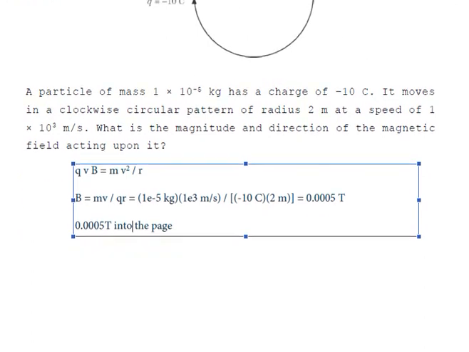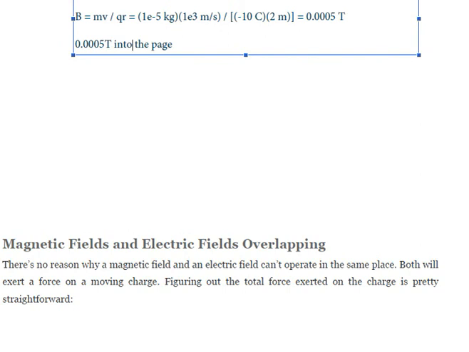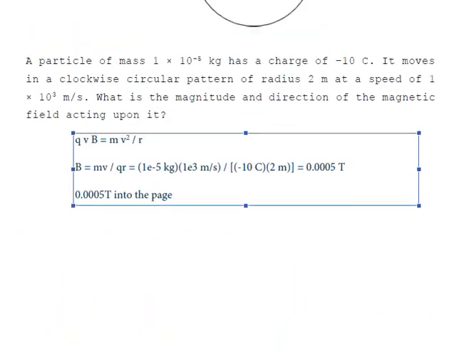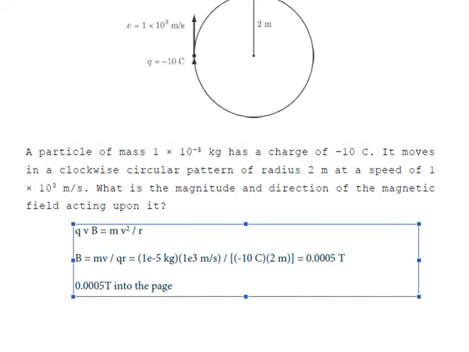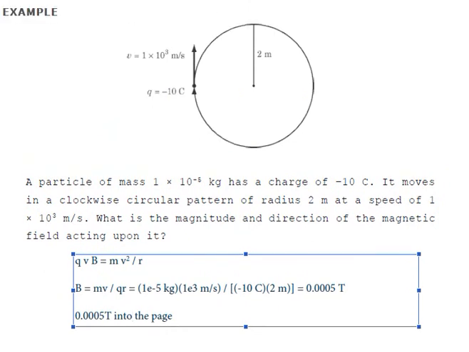There's one more example in this section about magnetic fields and electric fields overlapping, but I think we will save that for next time and focus for right now just on being able to calculate and determine directions of forces due to charges in just a magnetic field. So we'll save that one for next time.